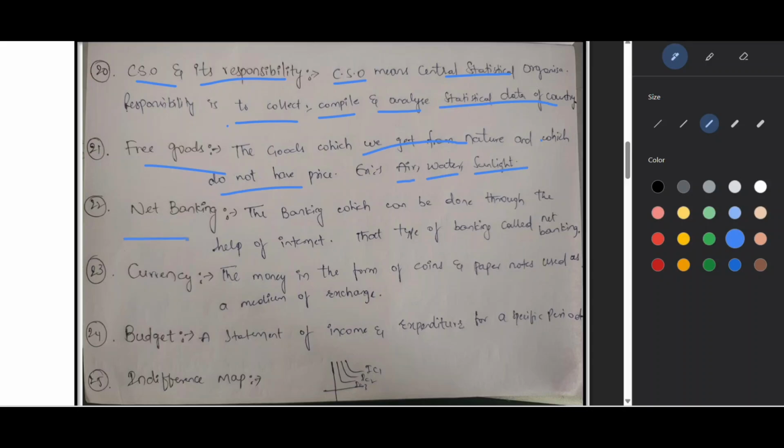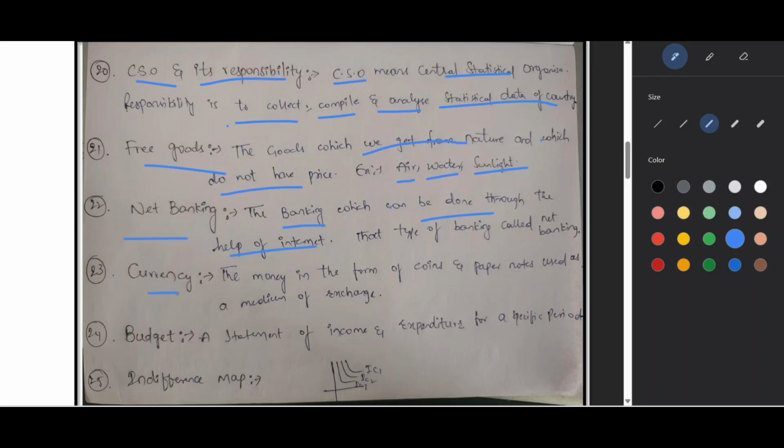Next, net banking. Net banking means what? The banking which can be done through the help of internet. That type of banking is called net banking. Examples include online payments like Paytm, NSDL, PhonePe, all that comes under net banking.